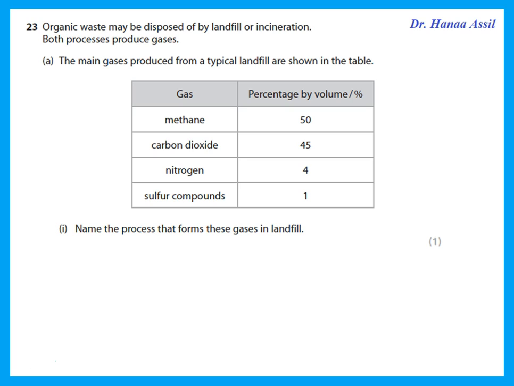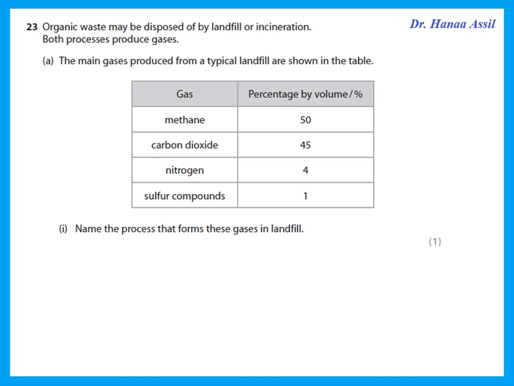Organic waste may be disposed of by landfill or incineration. Remember, landfill means I'm going to bury it in a ground somewhere. Incineration means I'm going to burn it. Both processes produce gases. Now, the main gases produced from a typical landfill, so this is by burying the wastes, this will give these percentages of gases.